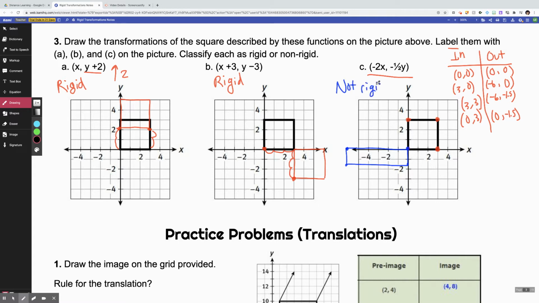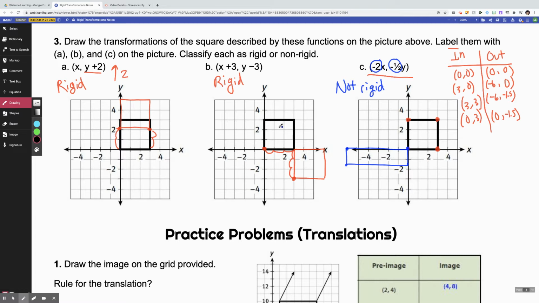Okay, and the way that you can tell just by looking at the function is that you have these multipliers here, right? What those do is they either compress your figure, right? So they take it and they kind of smush it together, or it pulls it apart almost like taffy, right? Which is what this 2 is doing here, okay? All right, so those are just some basics of figuring out if the shape is rigid or not.